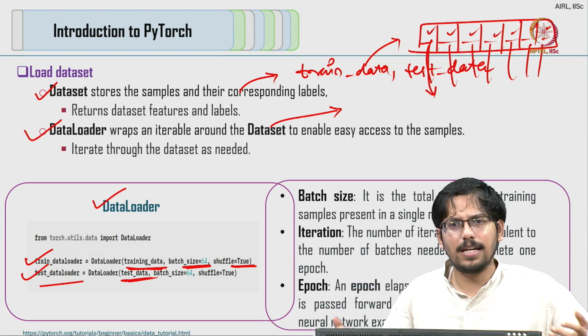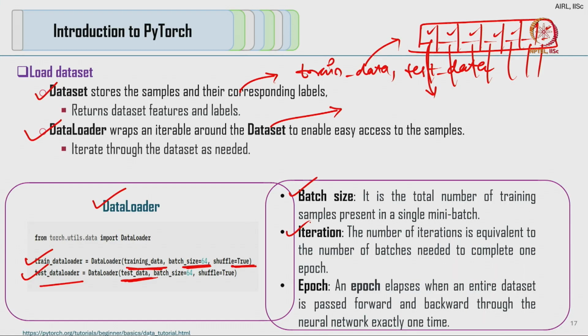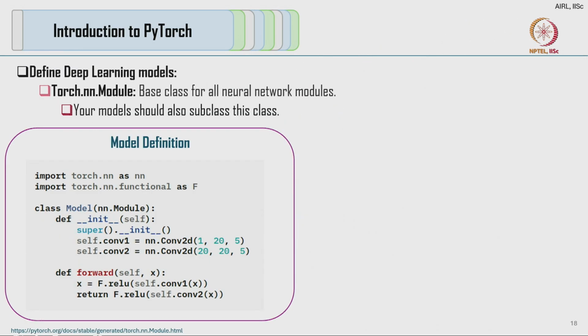Now, batch size, iteration and epoch are something that we have seen in the lecture itself, so we will not define them here, but intuitively you must understand the basic nomenclature: when we say it is a batch size versus when it finishes an iteration and when it finishes an epoch. Now, let us focus on the torch.nn module.